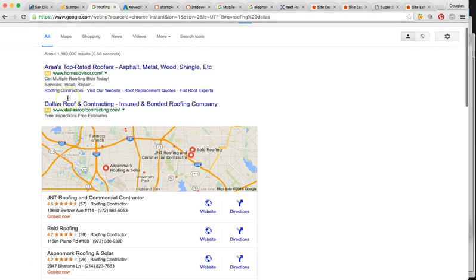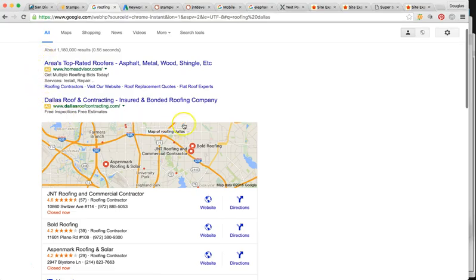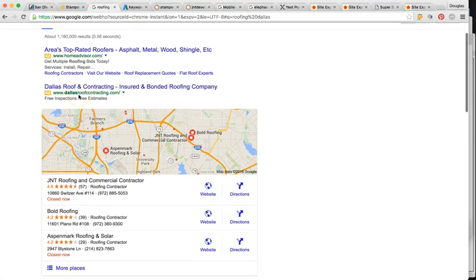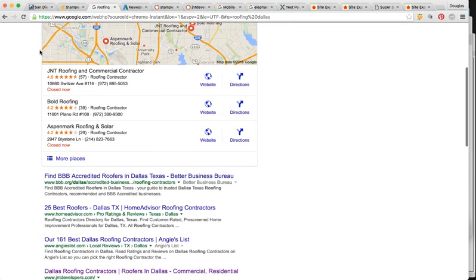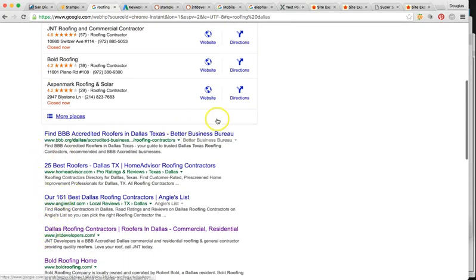As you may already know, this is your Google Ads right here. This is paid advertisement, so it gets about 20 to 30% of the clicks, probably around 20. This is your Google Maps, which is about 35%, and then organics is also about 35%.